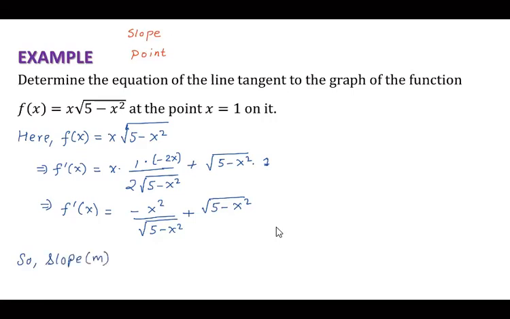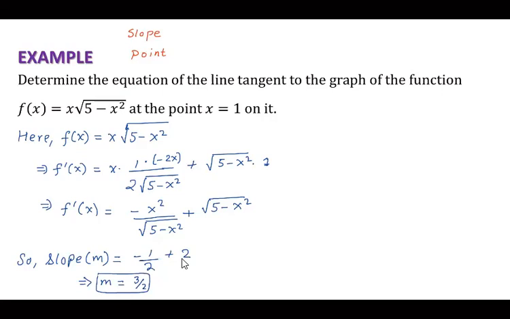m is equal to, so we plug in the value of x as 1. So it will be negative 1 squared, that is negative 1, over, in the denominator, if we plug in 1, 1 squared is 1, and 5 minus 1 is 4, and the square root of 4 is 2. Same thing with the other term. If you plug in 1, that will also be 2. So what we get here is the slope m is equal to 2 minus a half, that is 3 over 2. So that is our first step.